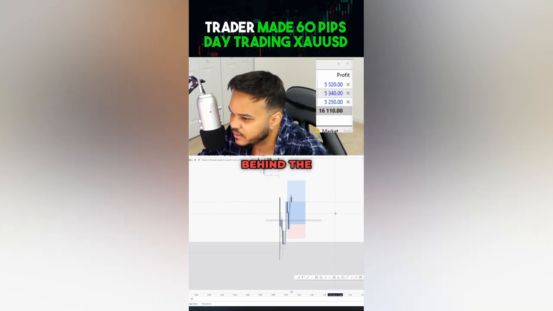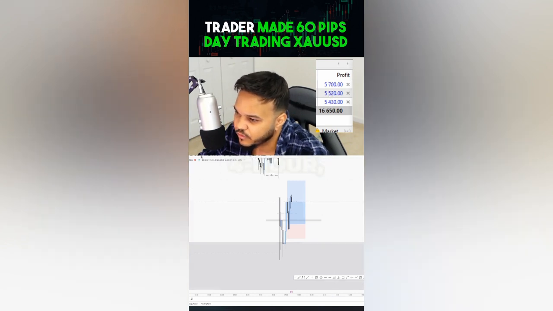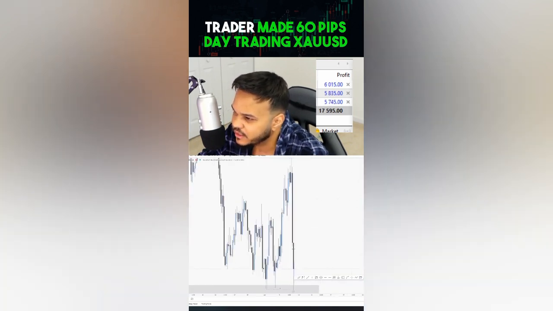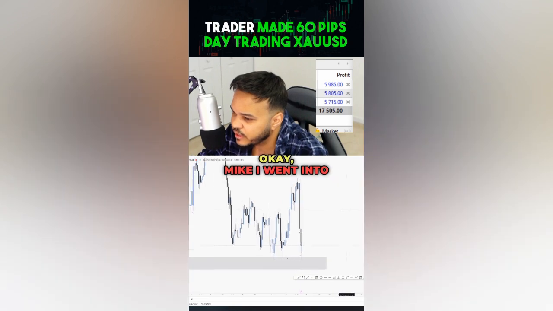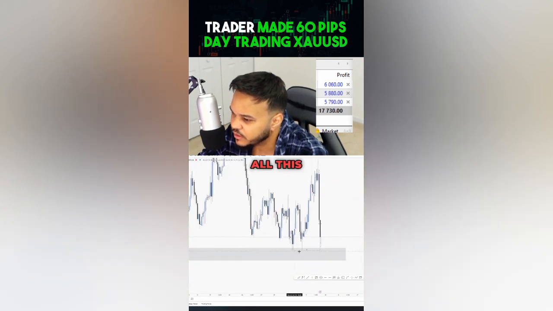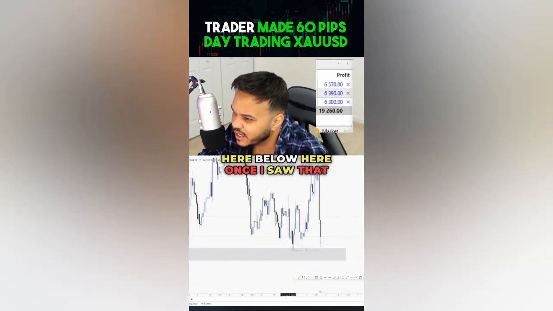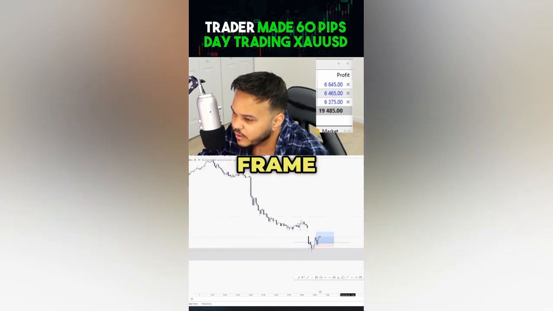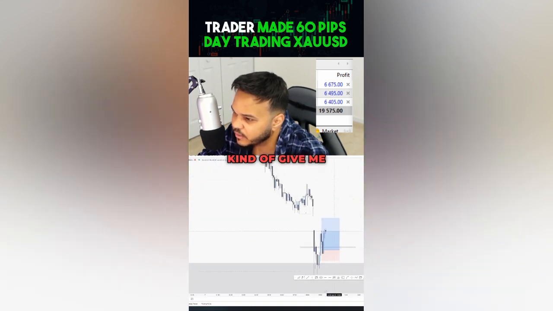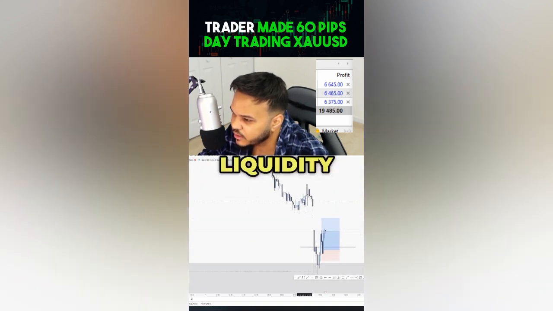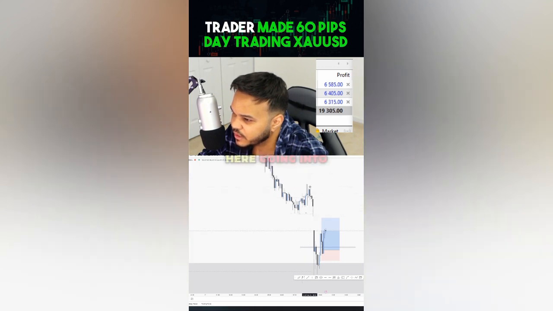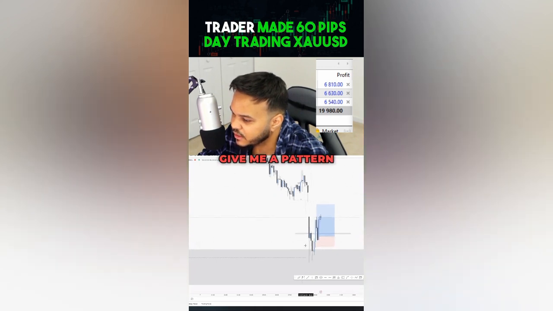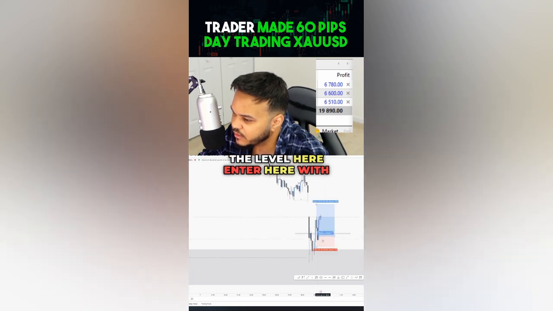So the reasons behind the buy here is pretty simple. If you go to the 4 hour, we have a massive pullback since London. Okay, market went into this order block right here on 4 hour, grabbed all this liquidity here below here. Once I saw that, I just went into the lower time frame on 5 minutes. I saw market kind of give me a break before this massive liquidity grab. Break in my favor, liquidity grab here, going into the order block, gave me a pattern, kind of double bottom, break through here, pull back into the level here, enter here with 30 pips stop loss.